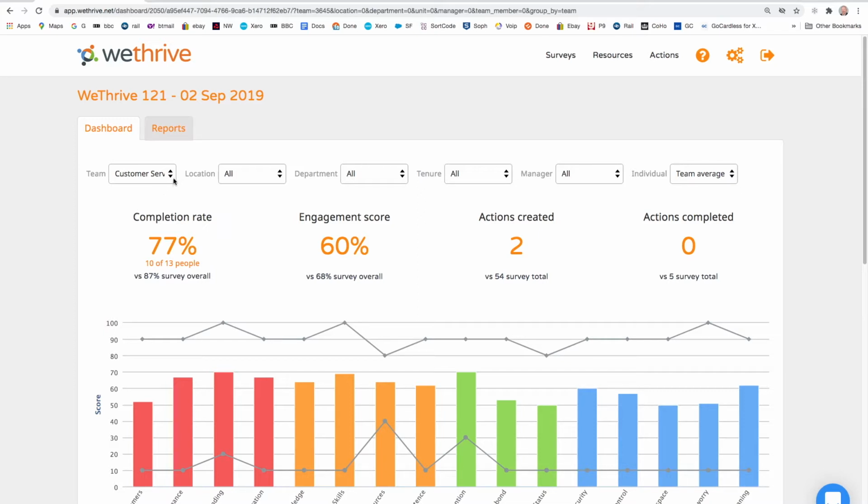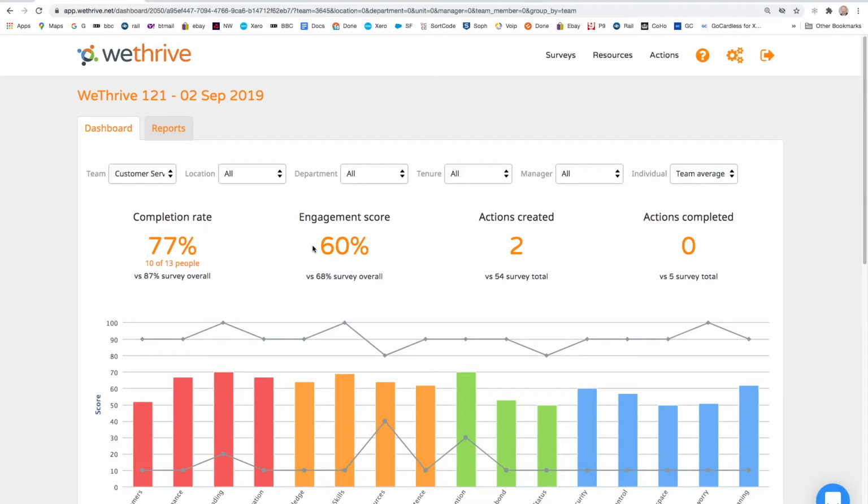You may have some filters applied to your graph, so you're looking at the results for a specific group of employees. You'll notice the completion rate for your team as the first statistic, and you can see how this compares to the overall completion rate. You can also see exactly how many of your staff are included in these results. Next, you have your team's overall engagement score, and you can see how this compares to the overall score for the whole organization. Then you have the number of actions created and completed for your team, and we'll show you how to create an action later on.